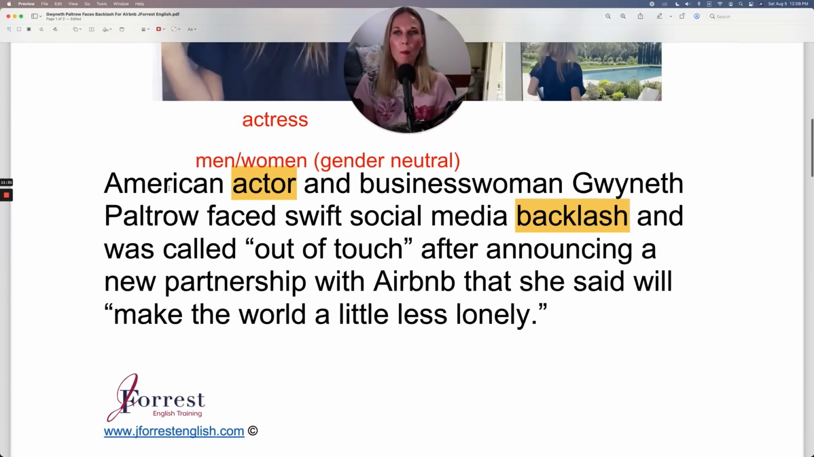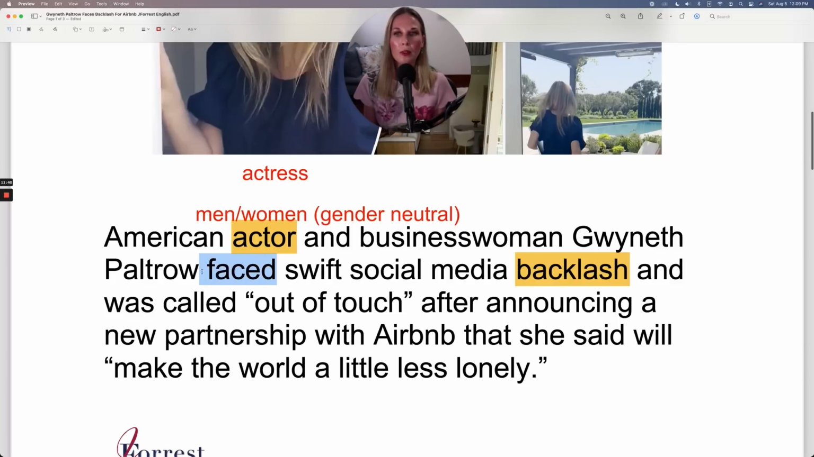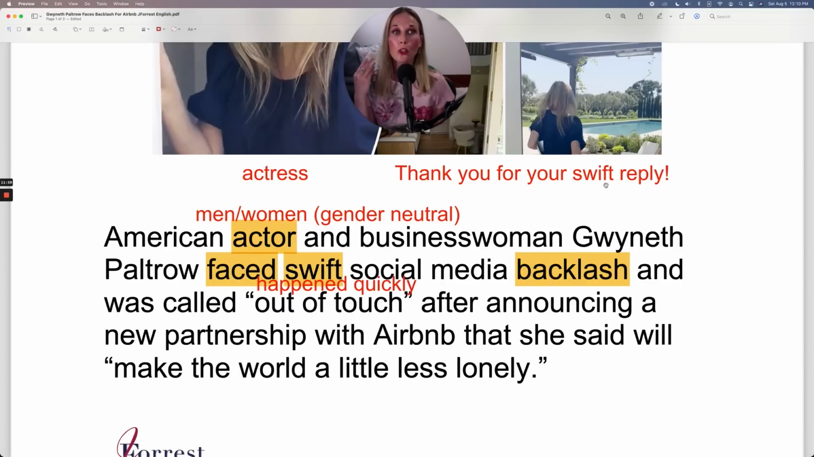All right. American actor and businesswoman Gwyneth Paltrow faced swift social media backlash. Again, remember this verb here, face, receive. And now swift. If something is swift, it means it happened quickly. So as an alternative, you can say, thank you for your swift reply instead of thank you for your quick reply. Thank you for your swift reply. So now you've added that to your vocabulary.